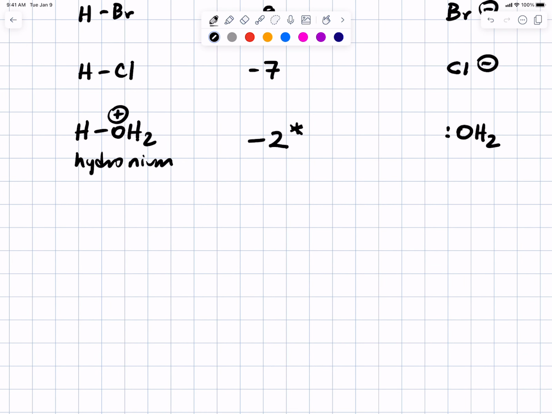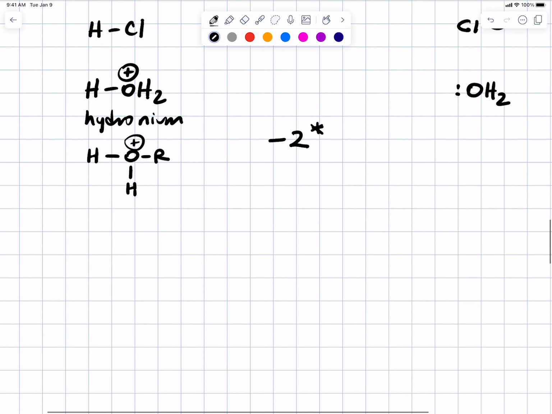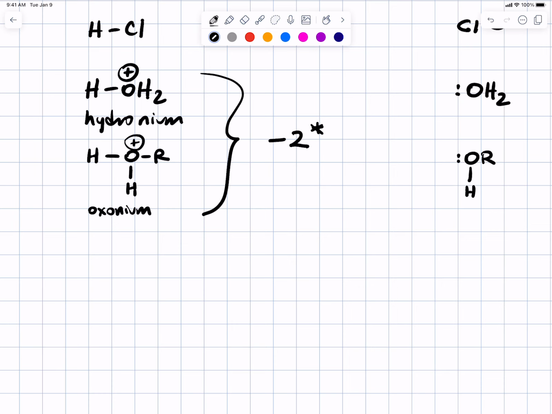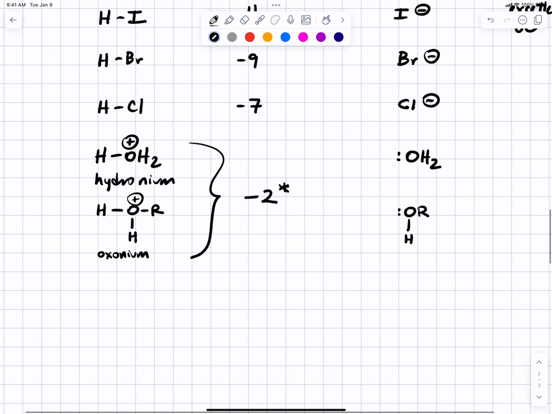Also, that we're going to include in the same category with hydronium is an alcohol that has been protonated. It's like hydronium, only we've swapped out one of the protons for an R group, some carbon-based group. We're going to call this an oxonium ion, and it also has a pKa of -2. And the conjugate base of an oxonium ion is just an alcohol. And we'll see that alcohols themselves are good leaving groups.